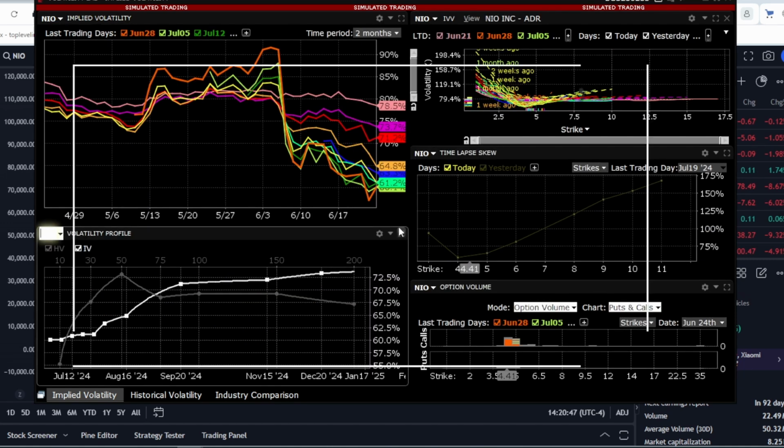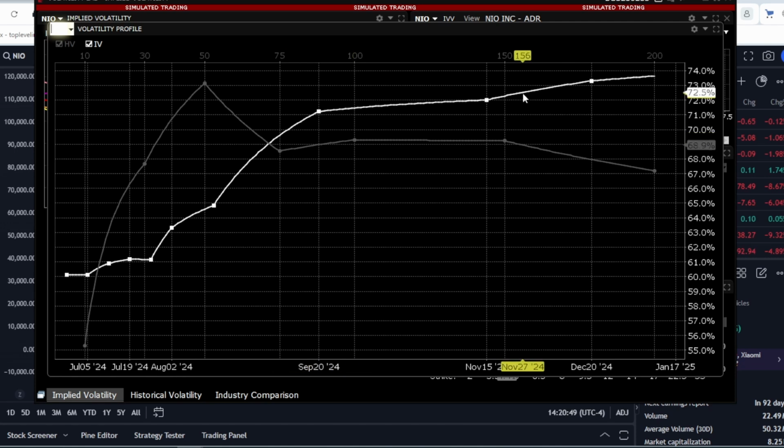Now, let's look at the historical and implied volatility. The historical volatility is represented by the gray line, while the implied volatility is represented by the white line. Currently, these volatilities are approximately equal. Yes, they differ for some expiration dates, but on average, they are equal. This is a healthy situation when both volatilities are equal.